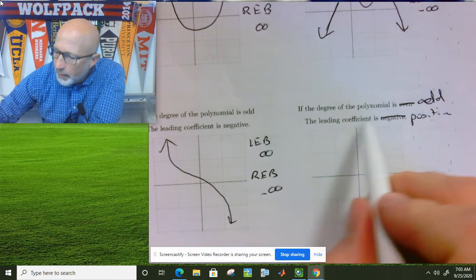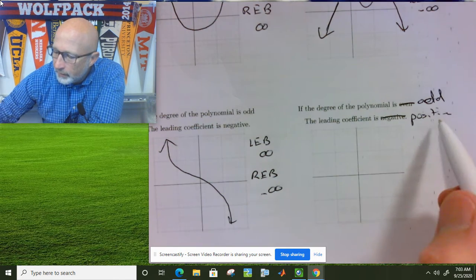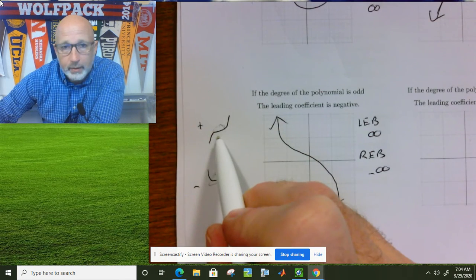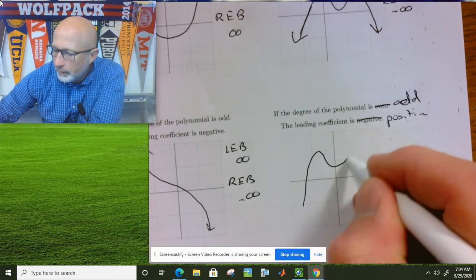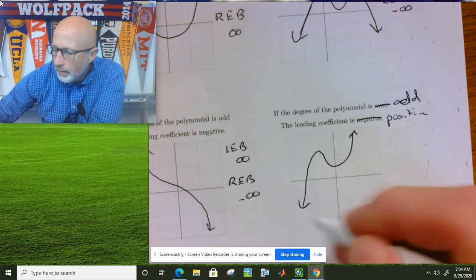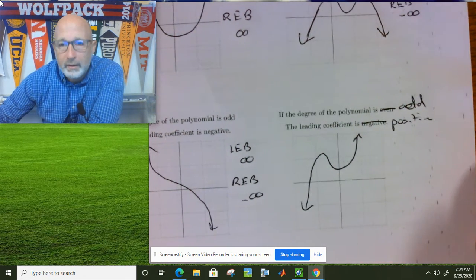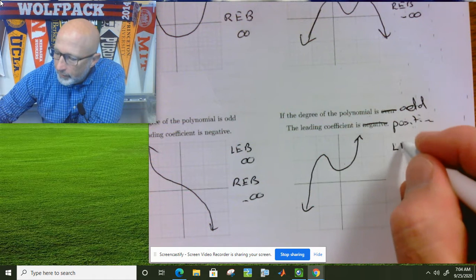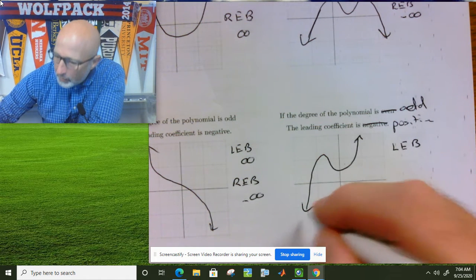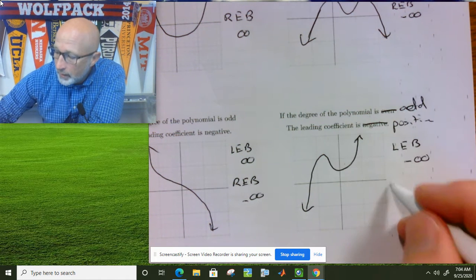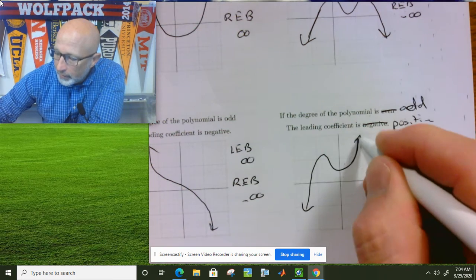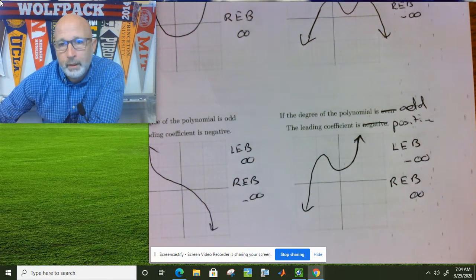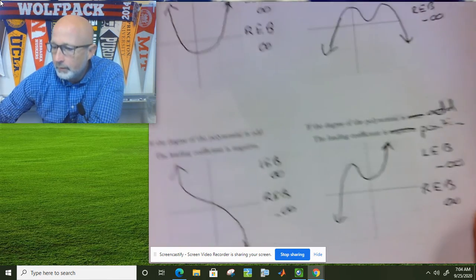Okay, so the degree of the polynomial is odd and the leading coefficient is positive, so it's going to look something like this. Once again, I don't know what happens in the middle, so it could do something like this, whatever, I don't know. All I'm really worried about is what the end behaviors are going to be. So the left end behavior, it's going down, so it's going to negative infinity, and the right end behavior goes to positive infinity this way. Okay, and that's it for the end behaviors.